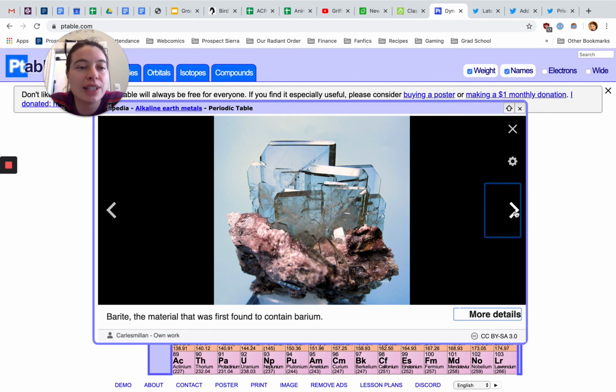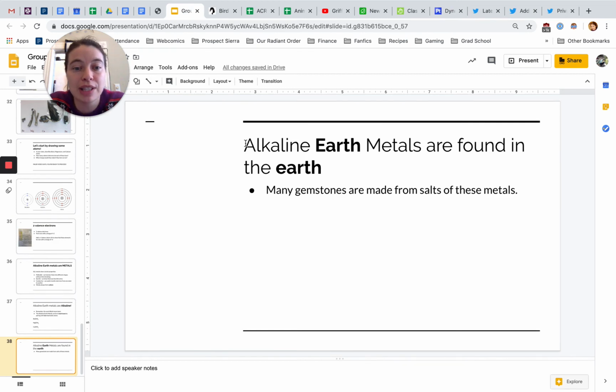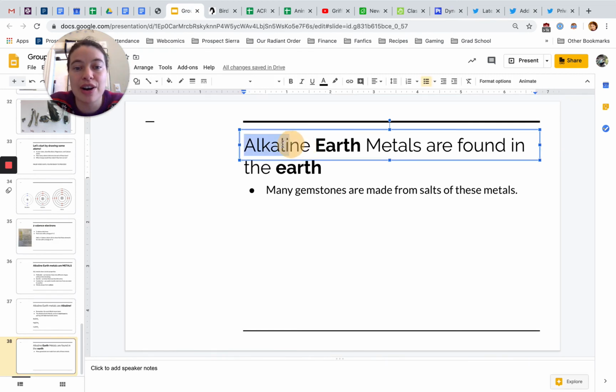So the alkaline earth metals are called that because they are alkaline. They can form bases, weak bases, but they can still form bases. They are found in the Earth's crust, and they are metals. So if you are ever trying to understand the properties of the alkaline earth metals, just think about their name, because that tells you most of what you need to know about them.